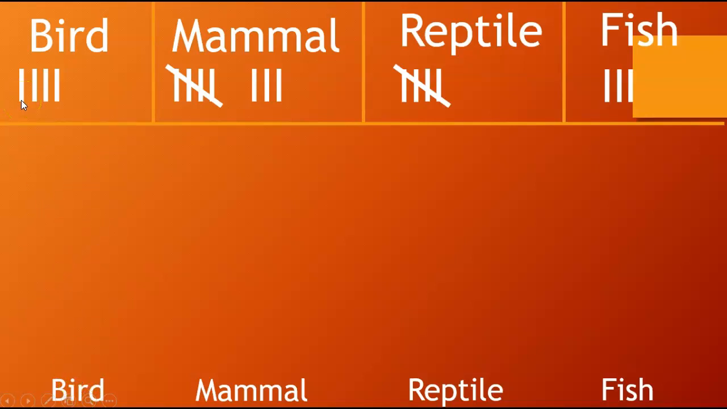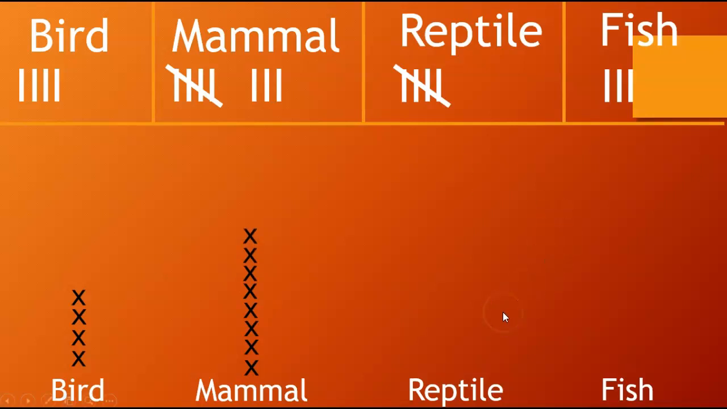So how many birds do we have? 1, 2, 3, 4. So how many X's do we need? We need 4. So let's put 1, 2, 3, 4. So this is just a different way to represent your graph. So we have 4 X's to represent our picture graph. Okay, how many mammals do we have? We have a group of 5 here plus 3 more, 8. So let's put 8 X's. 1, 2, 3, 4, 5, 6, 7, 8.